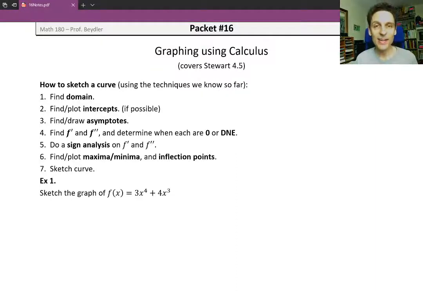So here we're going to bring together all of the knowledge that we've learned about how to find the domain of a function, how to find x and y intercepts, how to find horizontal and vertical asymptotes, how to find the first and the second derivatives, and where they're zero and do not exist, how to do a sign analysis on those first and second derivatives, and how to put all of this together to find local maxes, local mins, inflection points, and then graph the function. So those are going to be our 7 steps as laid out here. Let's get right into it with example 1.